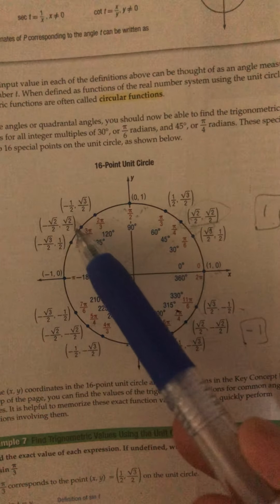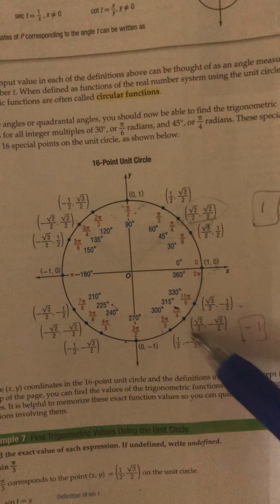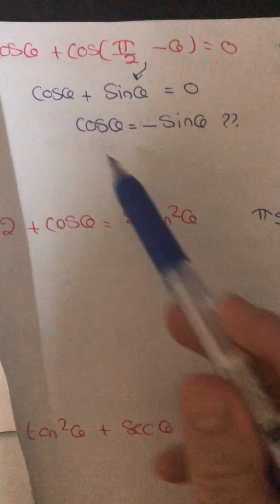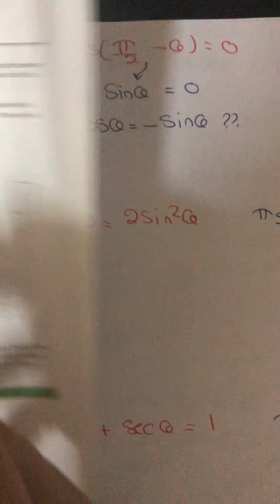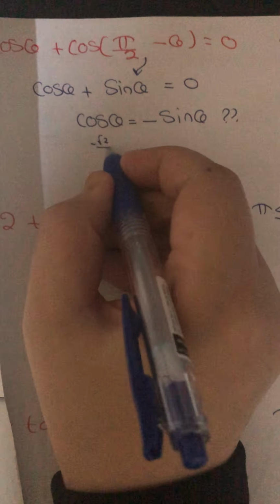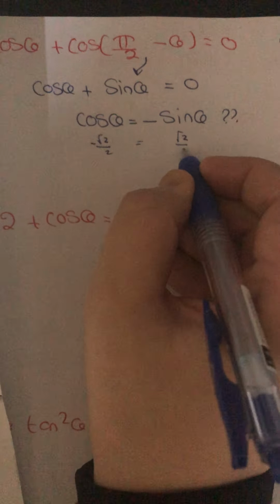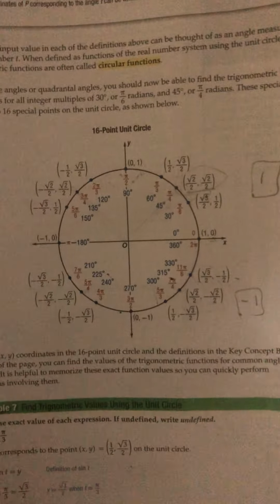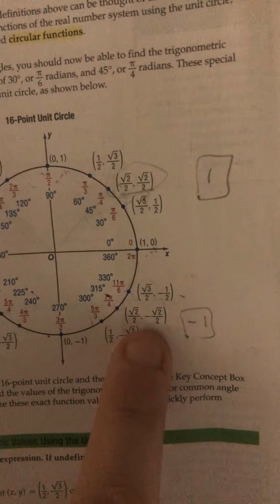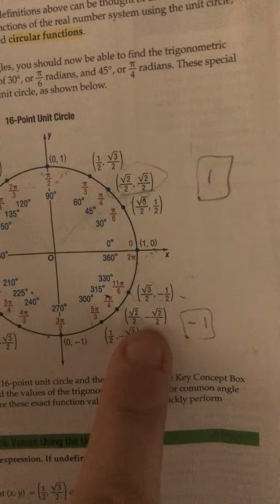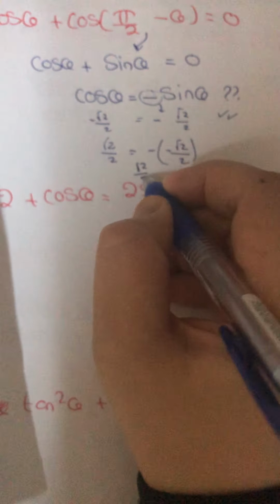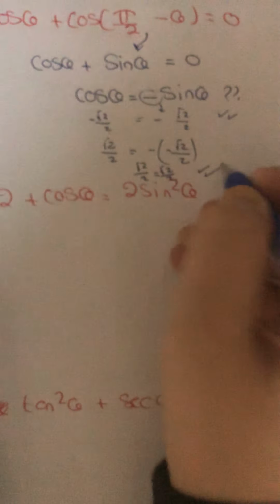Over here they're opposite signs and equal, and here they're opposite signs and equal. So over here this will satisfy me if I use, for example, cosine theta, which is negative root of 2 over 2, and here sine theta is root of 2 over 2, and with this negative the equation is satisfied. And for this one, cosine is root of 2 over 2, and over here sine is negative root of 2 over 2, and I have another negative over here, so root of 2 over 2 equals root of 2 over 2, and it's also satisfied.